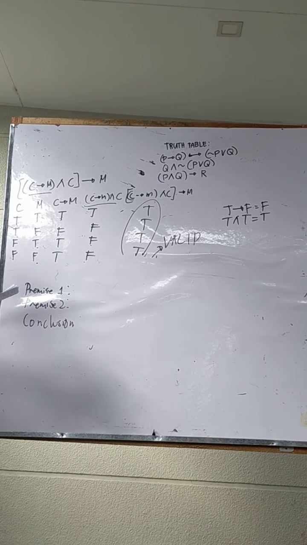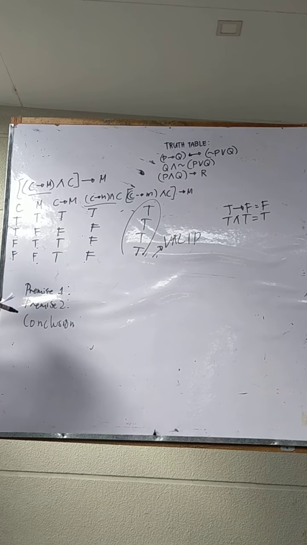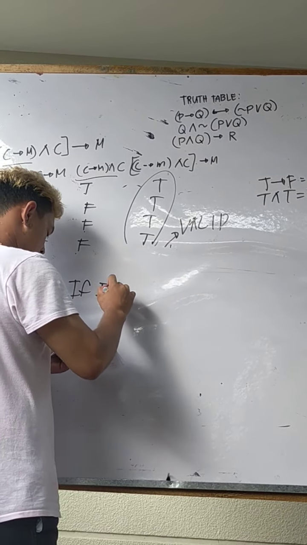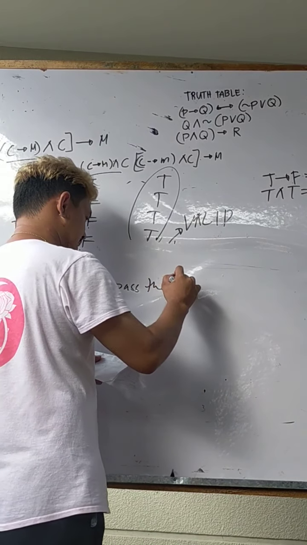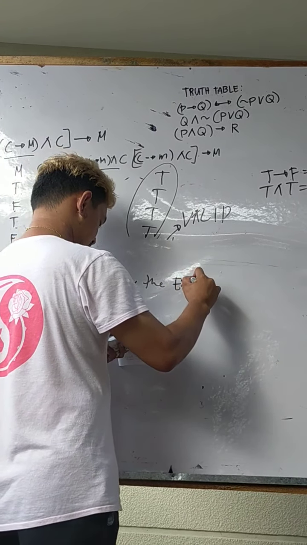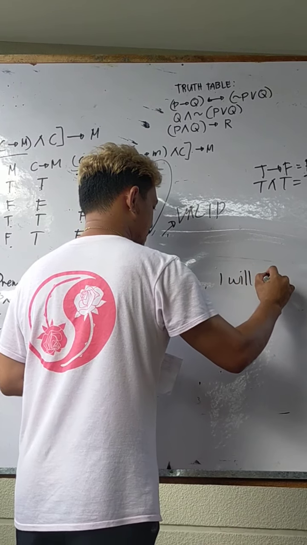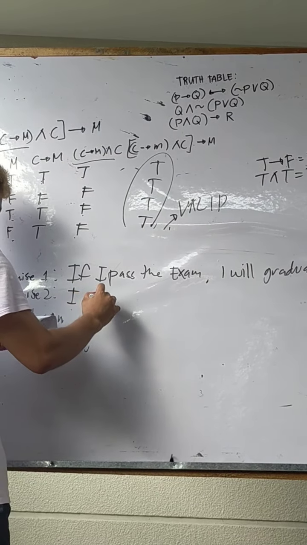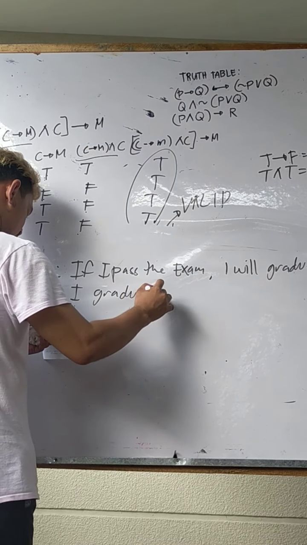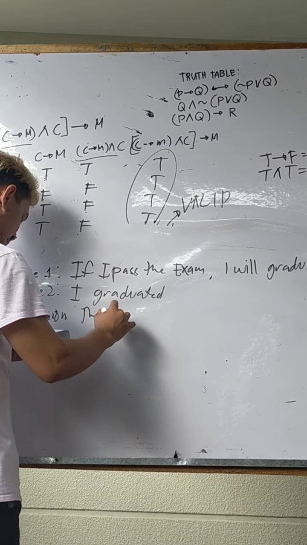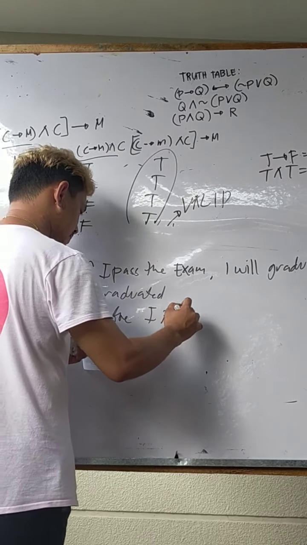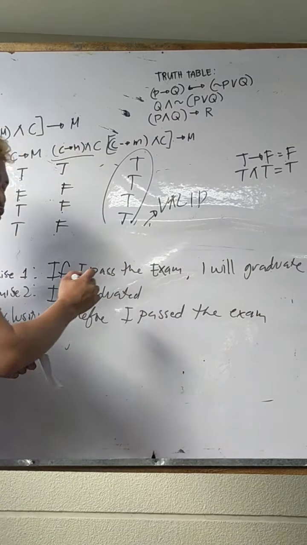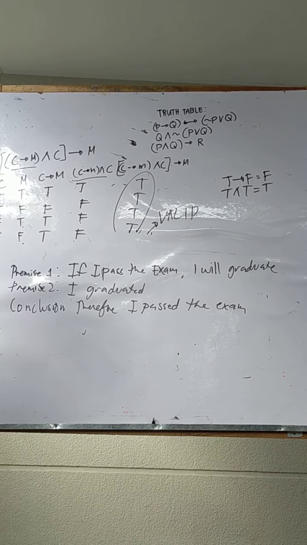Okay, let us say that our first premise is: if I pass the final exam, I will graduate. I graduated. Therefore, I passed the exam. Okay, let us identify if this argument is valid or invalid.